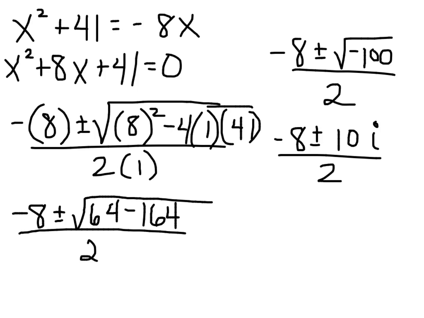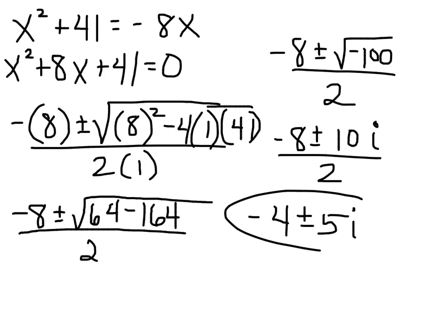But because they can all reduce, what number goes into each number? What's negative 8 divided by 2? What's plus or minus 10i divided by 2? And what's 2 divided by 2? Do I have to put a 1 on the bottom? No. And done. What do you think of this? They don't change. It's all plug and chug.